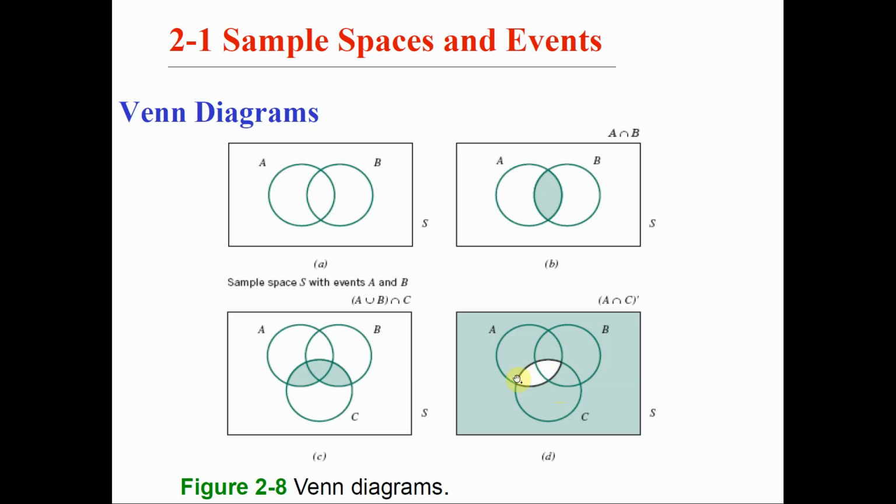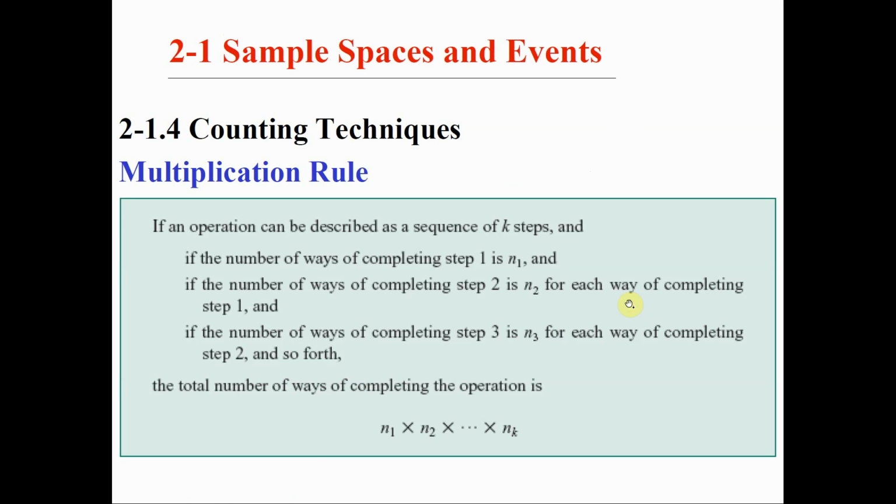So the answer to the question is not this area here. The answer to the question is A intersection C complement. So it's the complement of this white area, which is the green. Do you see the green all around? That's the answer to A intersection C, all complement.